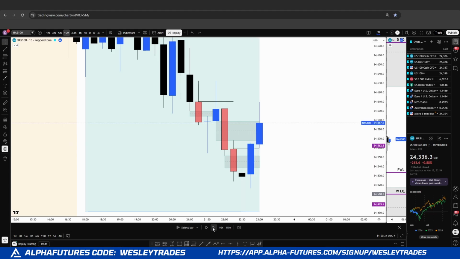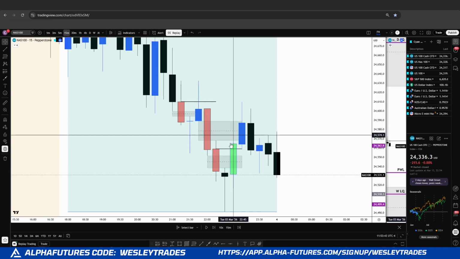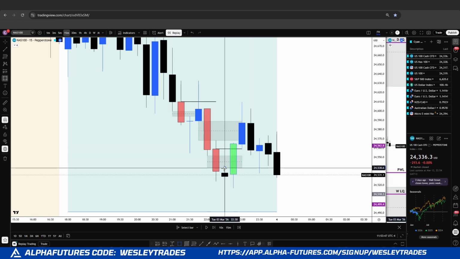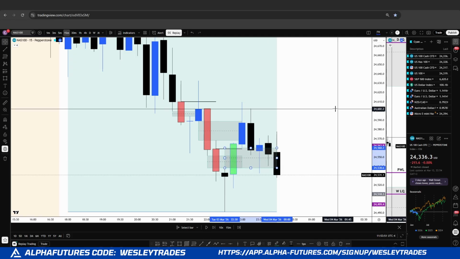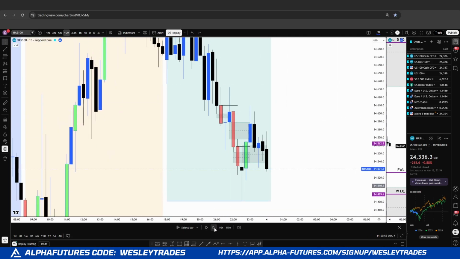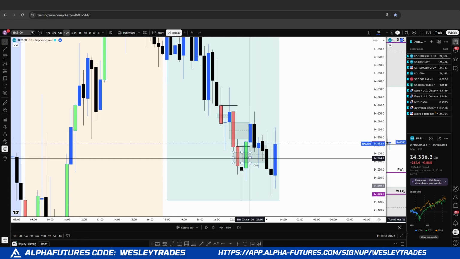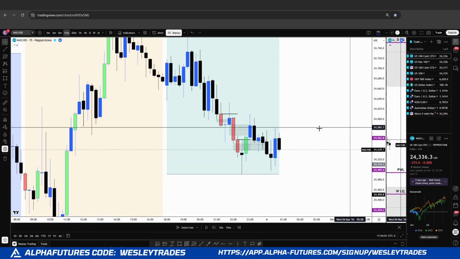In the meantime, boom. We actually respected that top fair value gap here, and we disrespected even this new bullish fair value gap that was created. Yeah, disrespected it. And then what happens next? We wait. We actually had a liquidity grab here during the Asian session. Yeah, it's the Asian session.